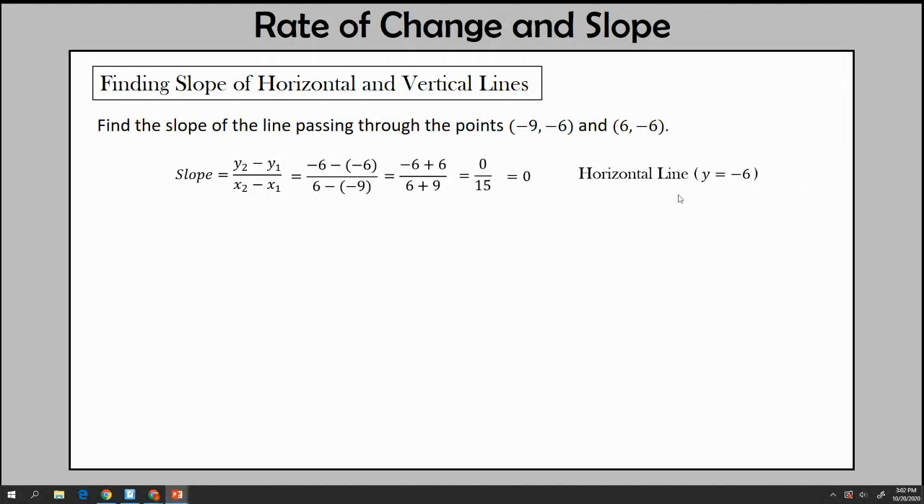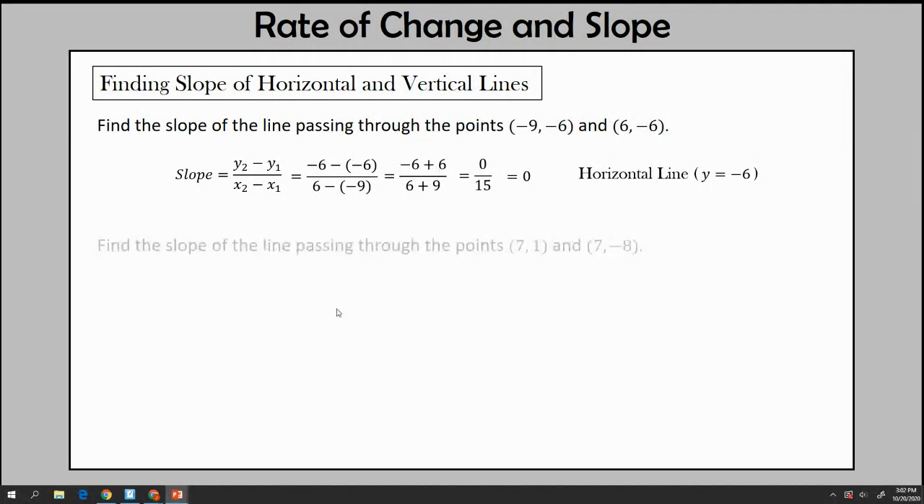Now we actually know what the equation is because if you look up here, what do you notice about the ordered pairs? They have the same y value. Okay, they have the same y. That's why the numerator canceled out. Remember, the y's are up top here. Because they have the same y value, that's telling us where the line's going. It's a horizontal line where y equals -6. Y is -6 in both cases.